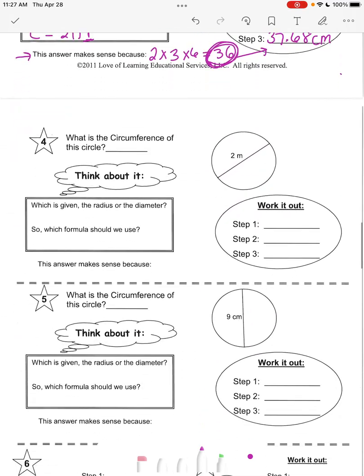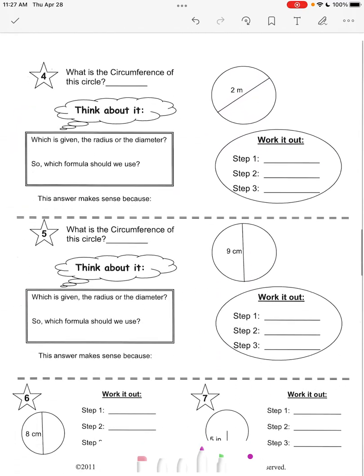Okay, we'll do one more together. So looking at number 4. Okay, remember your two options are C equals pi times d and C equals 2 pi r. So what is the circumference of the circle? This is the circle, and we have a measurement of 2. So think about it. Are we given the radius or the diameter? The 2 goes all the way across the circle. So that is your diameter.